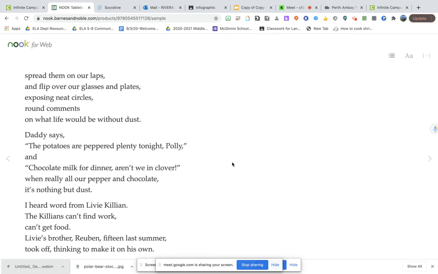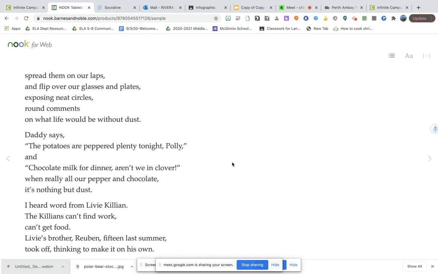He's actually making a joke, but what's really happening to their food? It says the potatoes are peppered plenty and the chocolate milk for dinner. What does that really mean? They're rotting? Not rotting. Something else is happening to the food. They're being seasoned. With what? Pepper? Not pepper. What's happening to the food? Dust. Yeah, there's dust all over it.